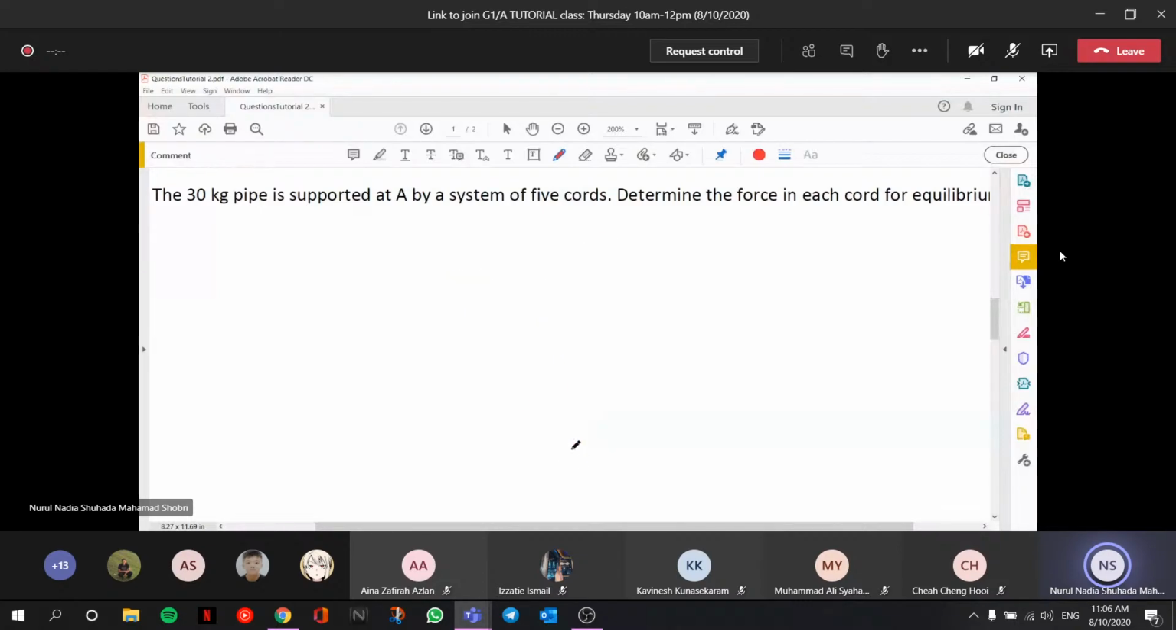So this would be W equal to W, and then you should have opposite forces here. This is the first free body diagram, and the second one is the one at point A.